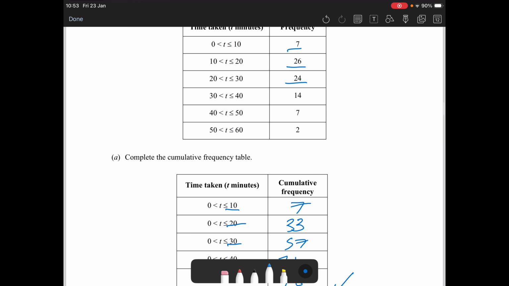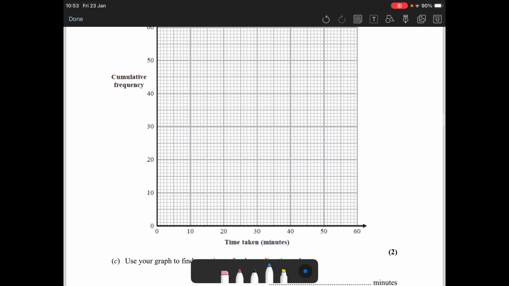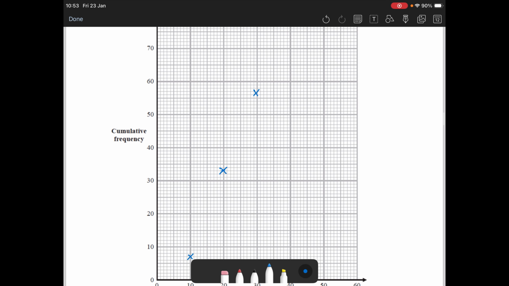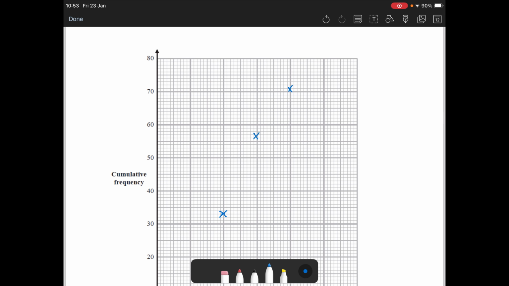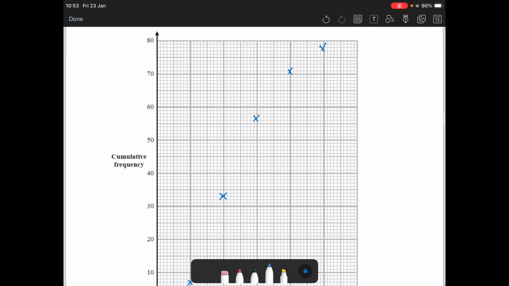So this is question 6. Okay, so starting with 10, we've got 10 goes with 7. 20 goes with 33. Make sure you're accurate. 30 goes with 57. Last few. 40 goes with 71. Up here. 50 goes with 78. And last but not least, 60 goes with 80.